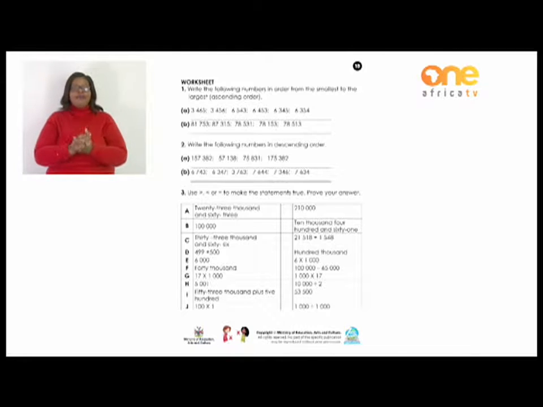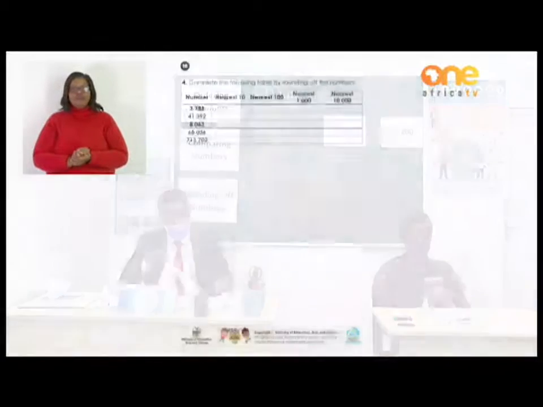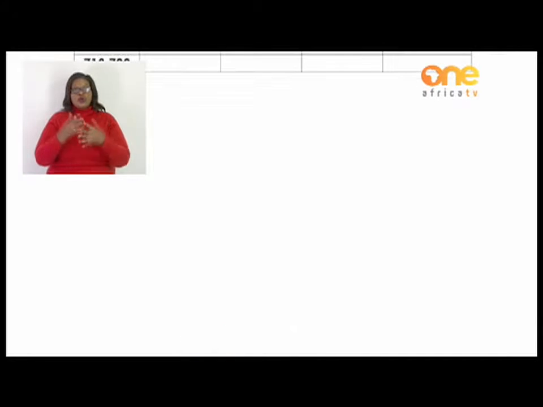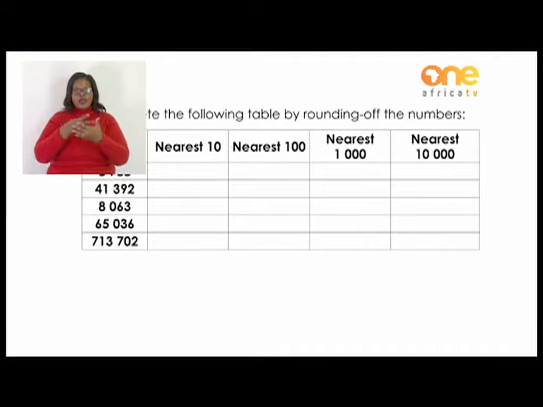Now we have to move to page 16, whereby number 4 is there. We need to complete the following table by rounding off the numbers. You need to round off these numbers. The first number is 3,788. You must round that number to the nearest 10. Remember that 10 is also D.